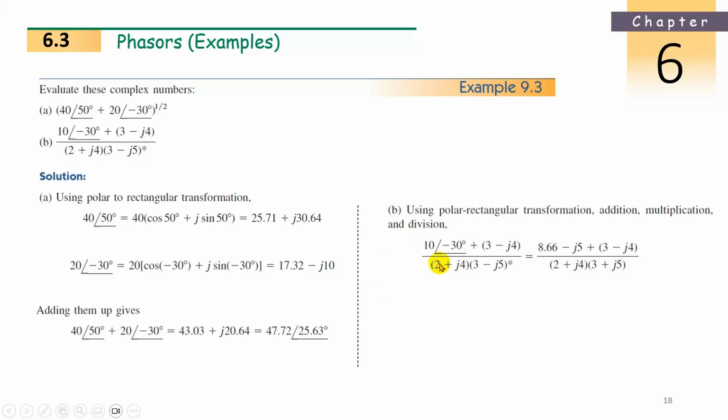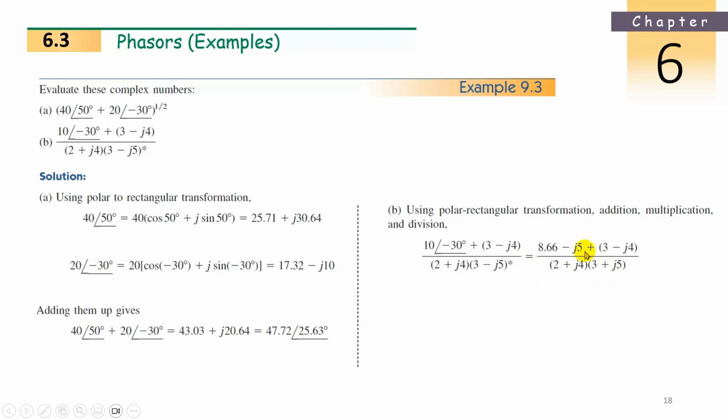Just check here. 10 at an angle minus 30 plus 3 minus j4. I have to convert this into rectangular form. 10 at minus 30 converted into rectangular form will become 8.66 minus j5, plus 3 minus j4 as it is. So just sum it. Now down, this is the conjugate. When you are using the conjugate, 3 minus j5 will become 3 plus j5.